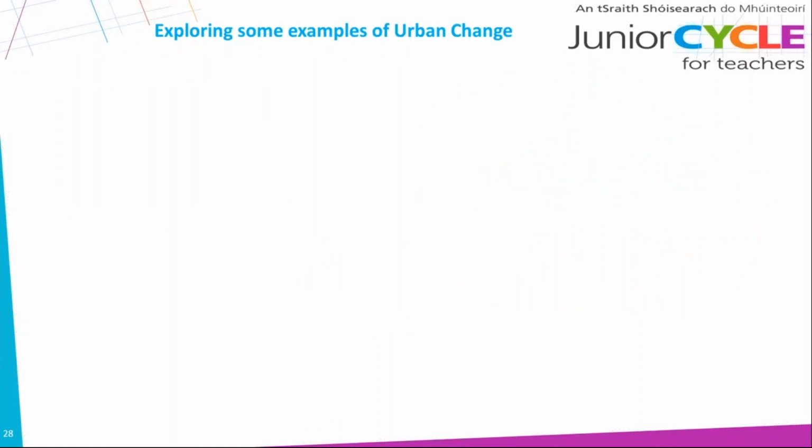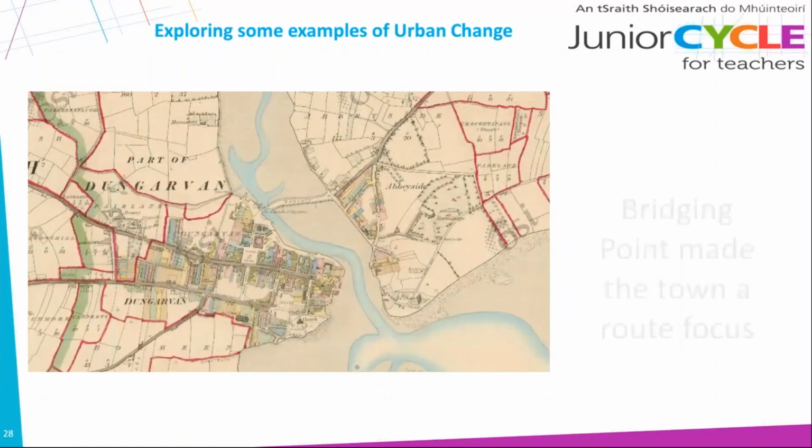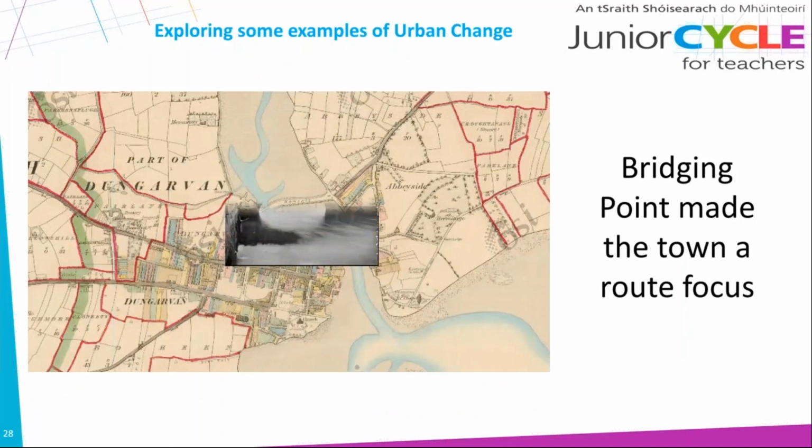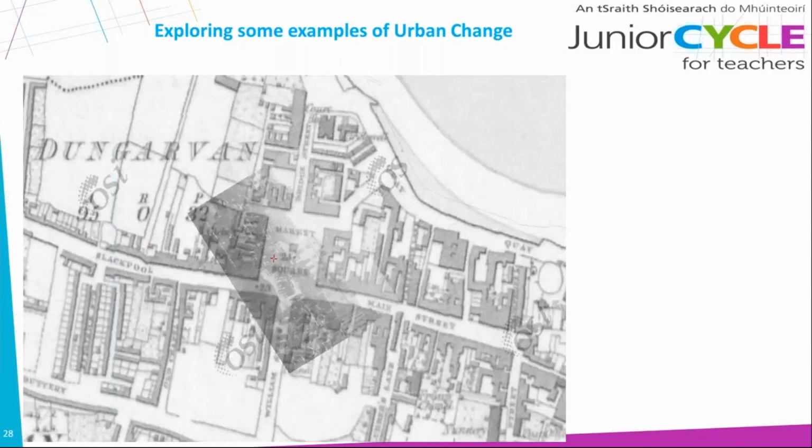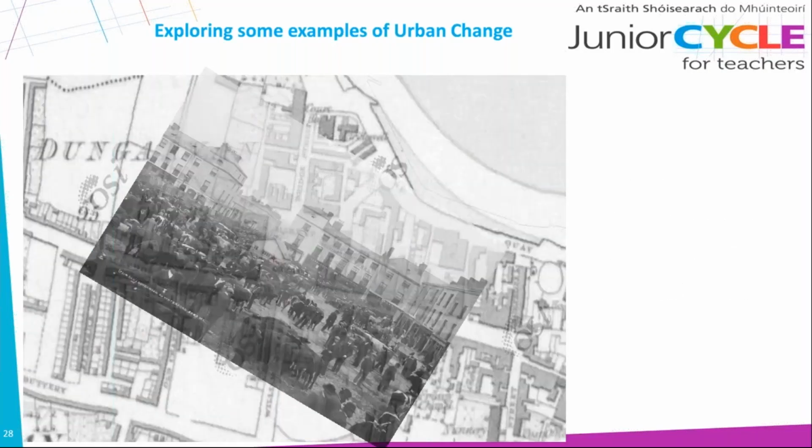Great, thanks, Paula. When focusing on Learning Outcome 3.5, maps and images can be used to examine examples of and reasons for urban change in a local setting. In the case of Dungarvan, the presence of a bridge over the River Colligan has helped the town become a route focus. Subsequently, a market function developed and the town expanded as a result.